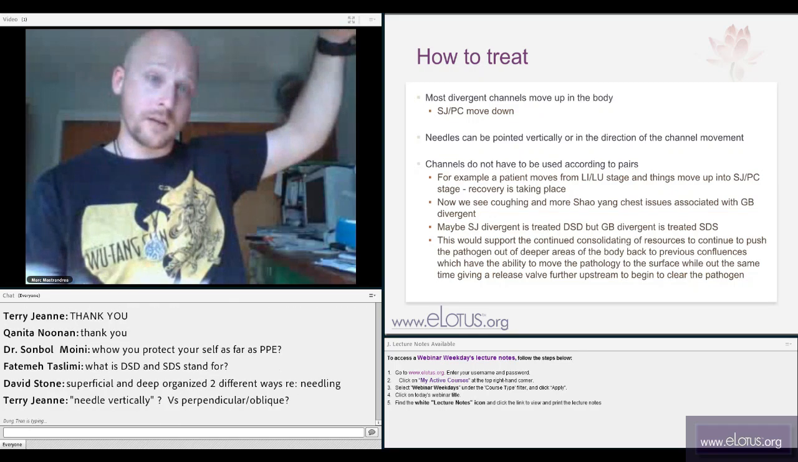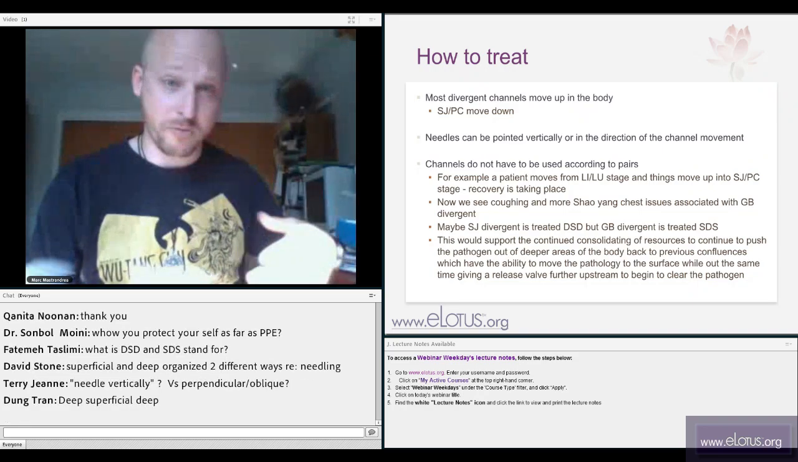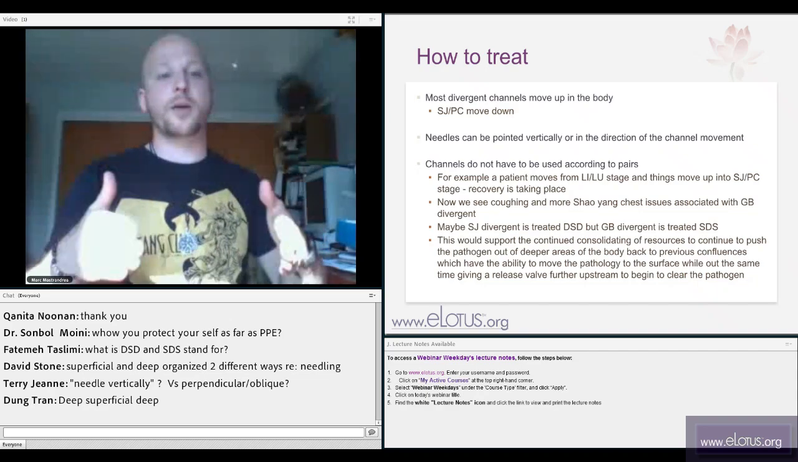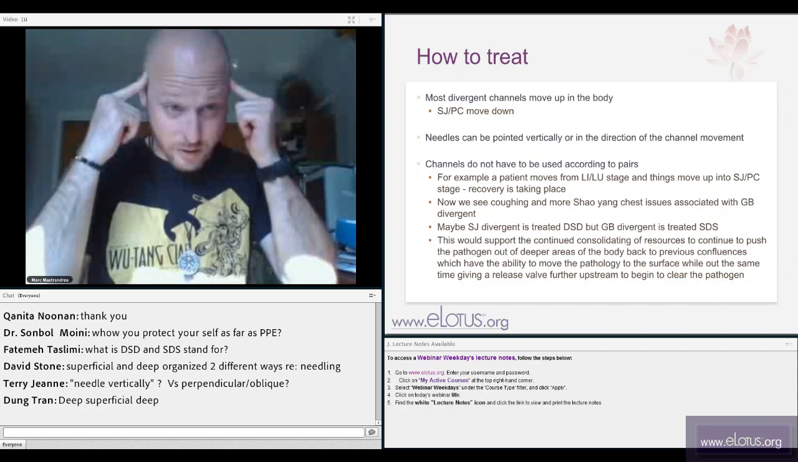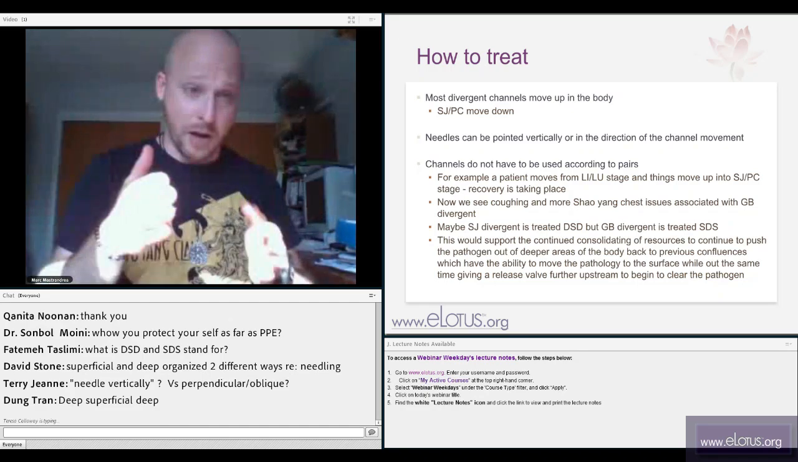In that case, you would use a different needling technique, and you could needle gallbladder 43, 44 to release it. You will have very good results. So you can mix and match them according to what the patient is presenting if you have a clear understanding of divergence, right? This is something that I've done: you don't have to follow them in pairs.